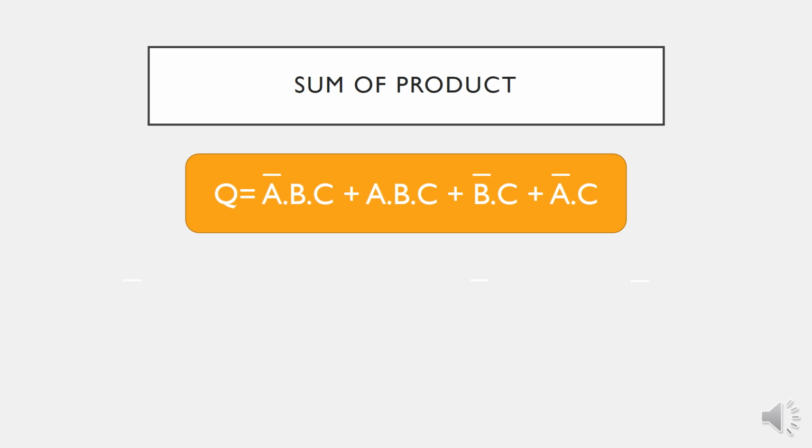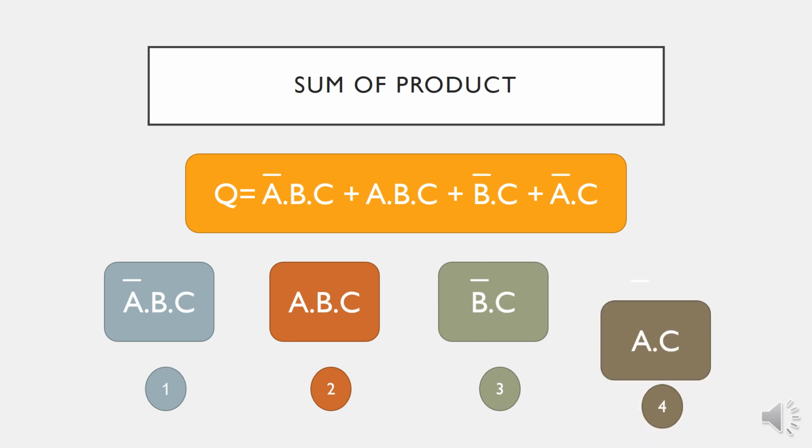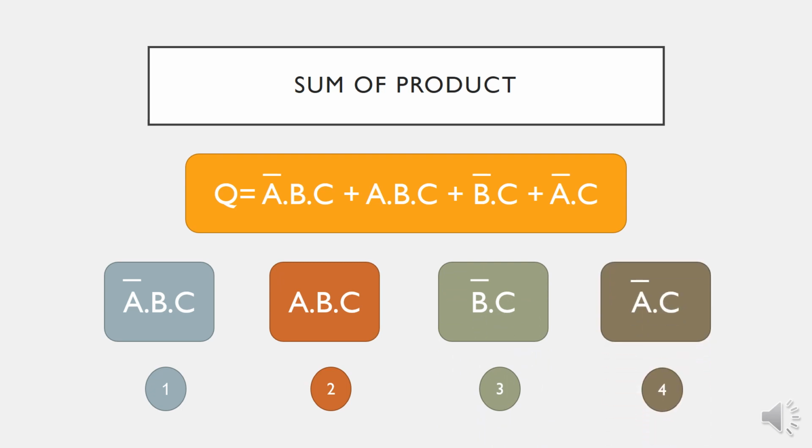Consider this Boolean expression Q. In this expression, there are basically four product terms: 1, 2, 3, and 4 terms. Then all the terms are summed or added together. Thus, this form of Boolean expression is known as sum of products.